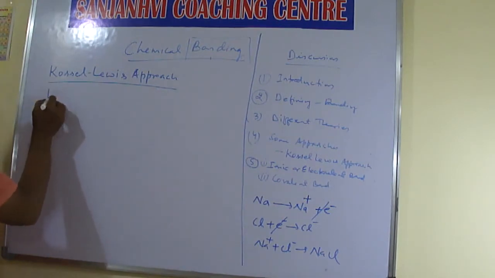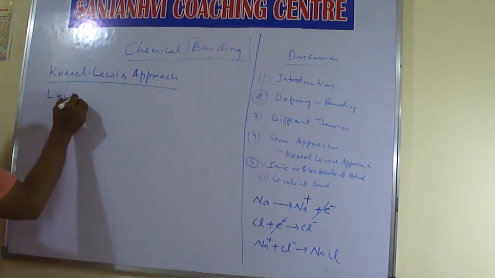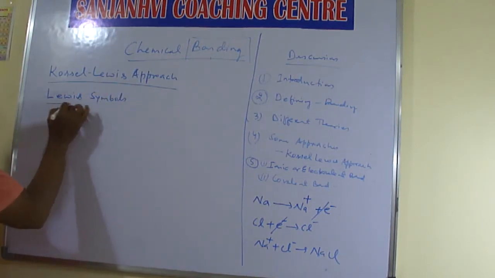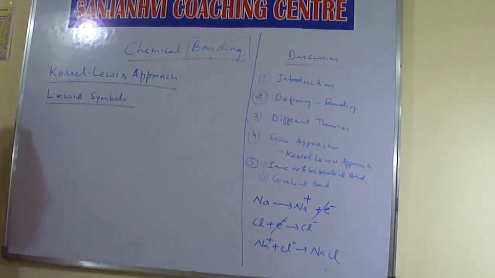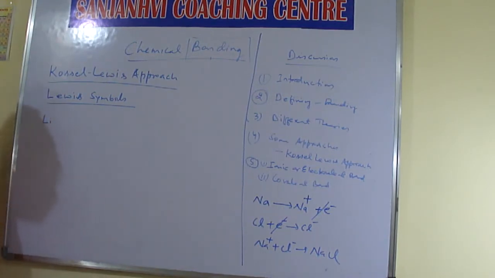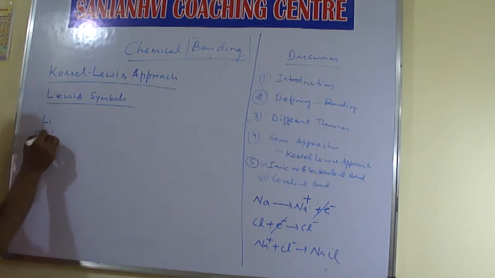Lewis used some dot symbols. So, Lewis symbols. Dots are being used to represent valence electrons. Like lithium, it has only one valence electron. What is the atomic number of lithium? 3. So its electronic configuration is 1s2, 2s1.